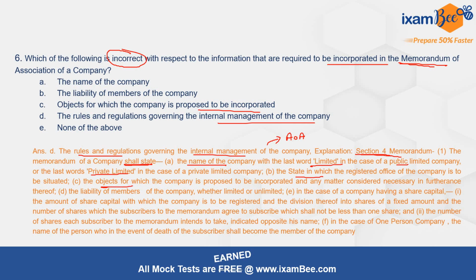Objects for which the company is proposed to be incorporated. The liability of the members is also important to mention in the memorandum, whether limited or unlimited. In case of a company having share capital, the amount of share capital with which the company is to be registered, division of shares, etc. has to be there. Then in case of one person company, the name of the person who, in the event of death of the subscriber, shall be the member of the company.